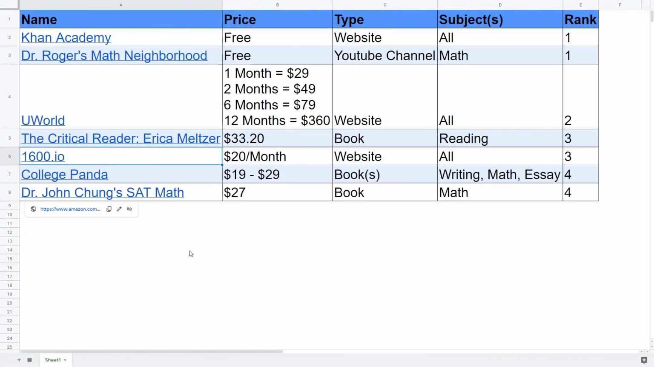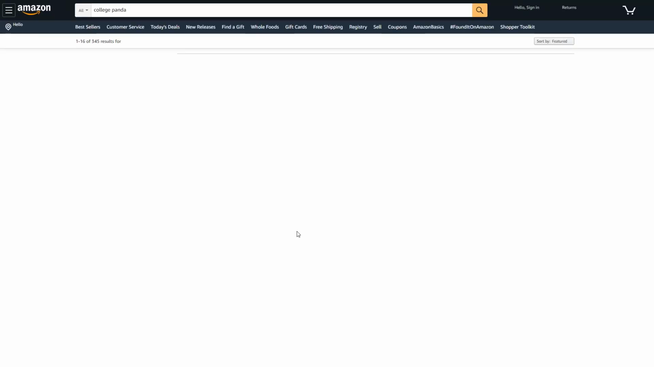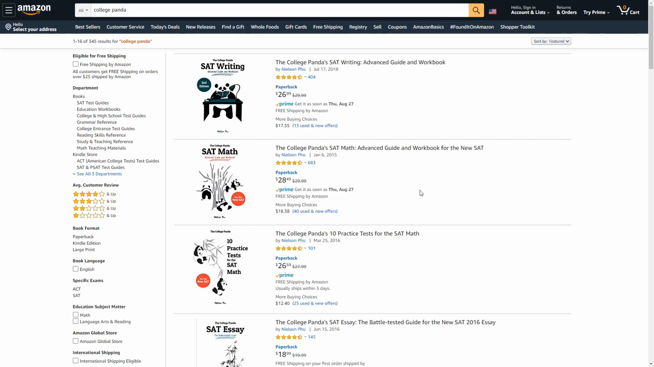The next book that we'll be discussing is College Panda. It's a series of books. Frost will be discussing that. Yeah, so I've actually only had experience with the SAT Math College Panda book. The SAT Math book is actually very useful because it goes over every single question type that could possibly be put on the SAT.